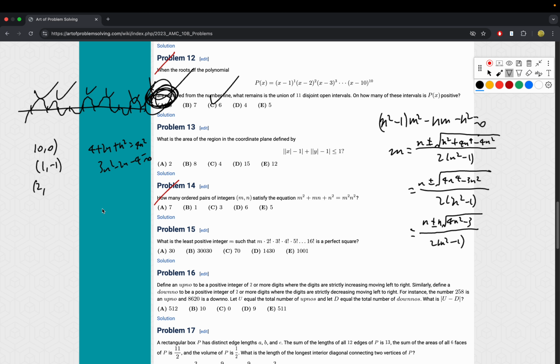Does this work? Wait, did I make a mistake or does it work? Why couldn't I... yes. I don't know why I couldn't think of this at first, but when n equals 3 it doesn't work. When m equals 3, 9 plus 3n, n squared equals 9n squared, 8n squared minus 3n minus 9 equals 0.